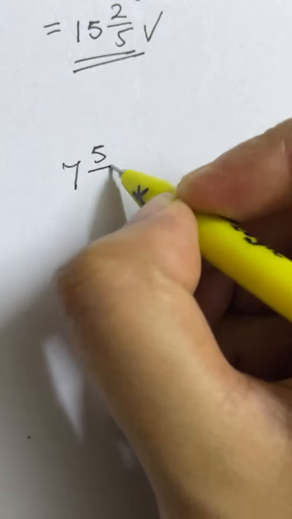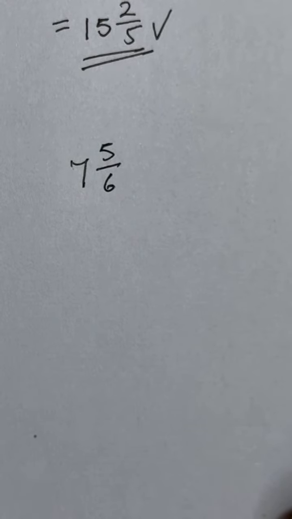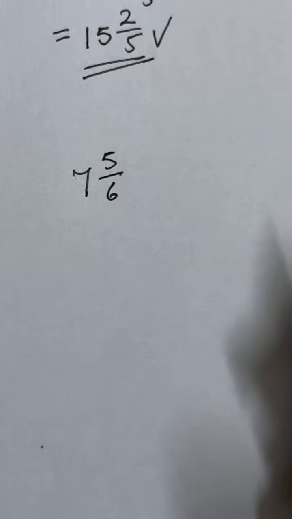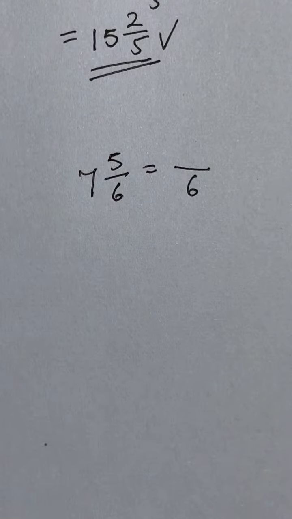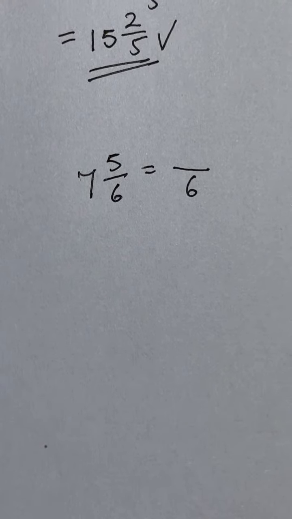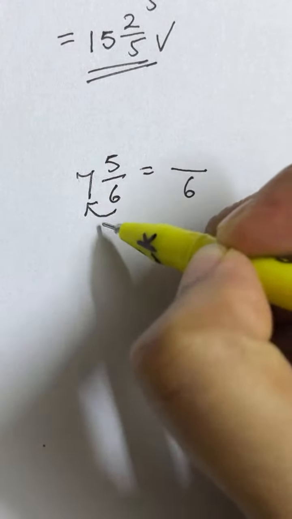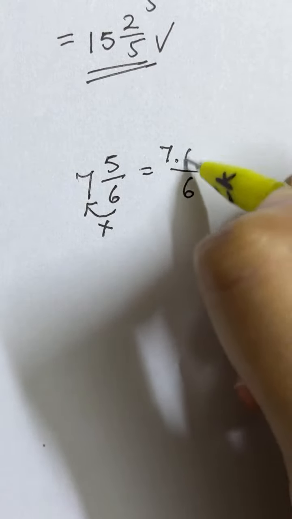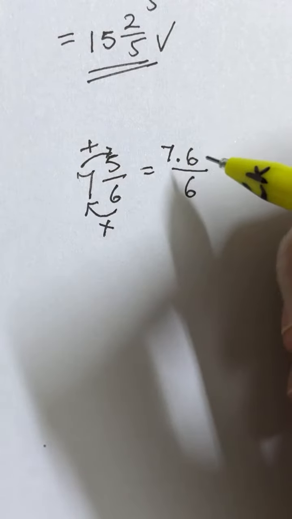For example, if we have a mixed number, 7 5/6. So what do we do first? We keep the denominator the same, that's 6 itself. And then you multiply these two numbers, 7 times 6, and then you add the number 5 to the result, whatever your result is.